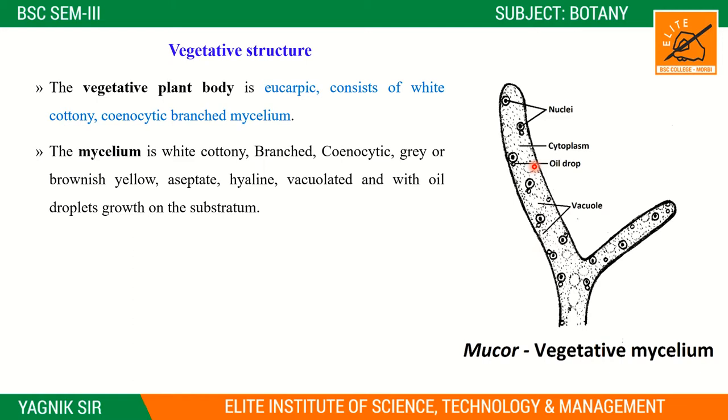And the color is mainly grayish, brownish, yellow. Aseptate, obviously coenocytic, that means aseptate and multinucleated. And then hyaline and vacuolated, with oil droplets, growing on the substratum.